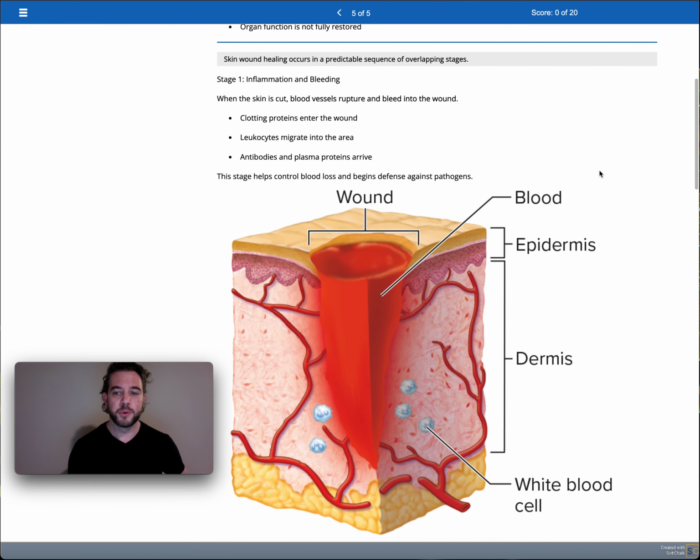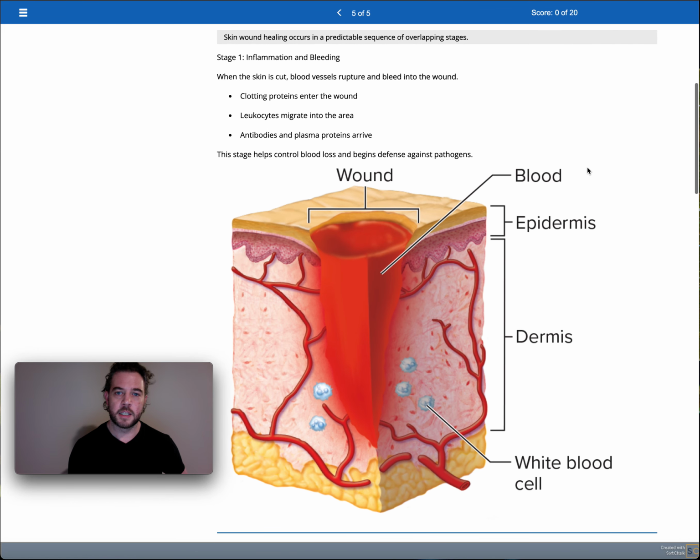So if we do have wound healing that occurs, and this is typically looking at regeneration, it occurs in 4 different steps. So assuming that you just got a wound, something that just happened, stage 1 is inflammation and bleeding. So when the skin is cut, blood vessels rupture and bleed into the wound. Bleeding sounds dangerous, and if it's excessive, it really can be.